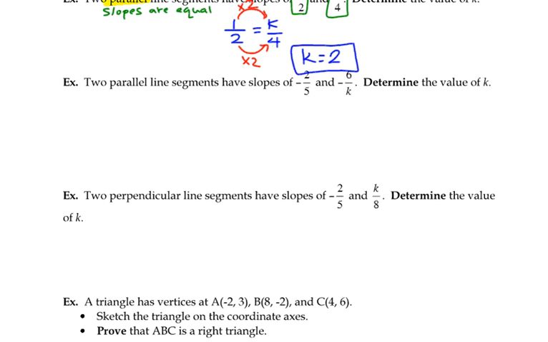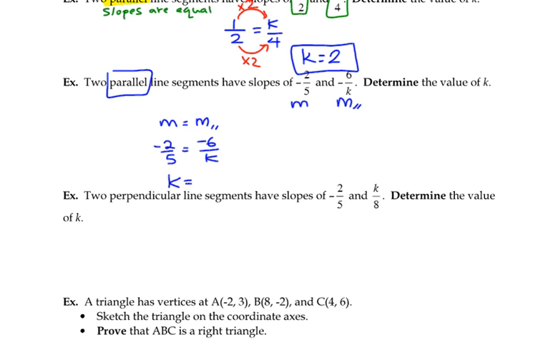All right, try the next one on your own. Two parallel line segments have slope negative 2 over 5 and negative 6 over k. Determine the value of k. So because they're parallel, what do we know about the two slopes? This slope and the parallel slope? They're equal. Slope is always equal to parallel slope. So negative 2 over 5 equals negative 6 over k.